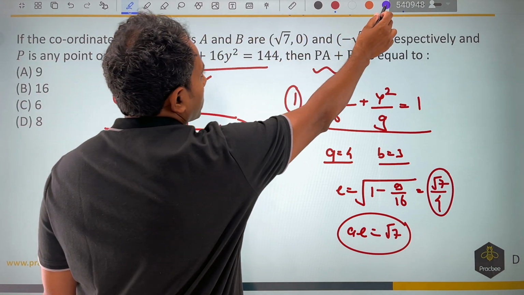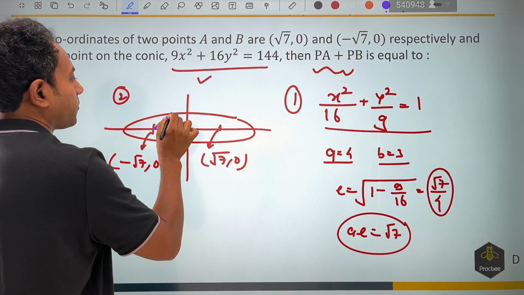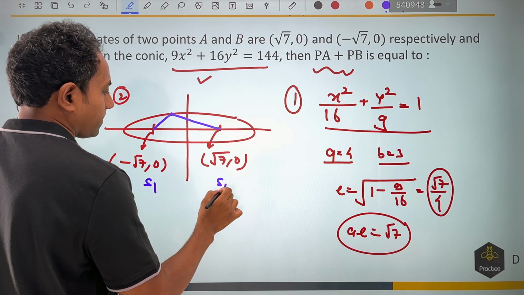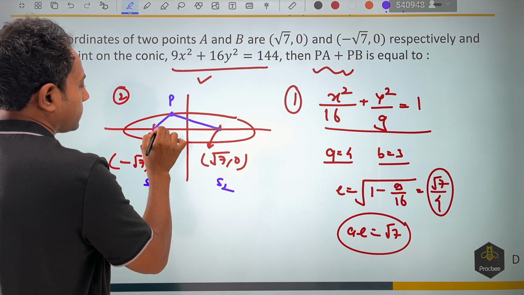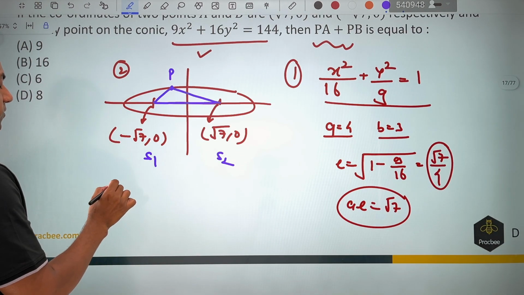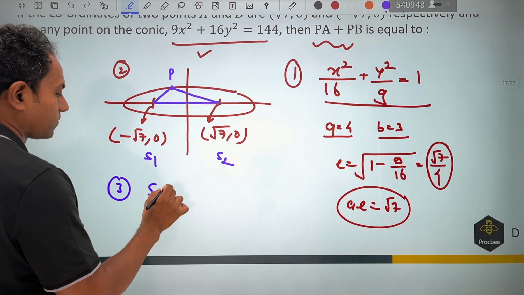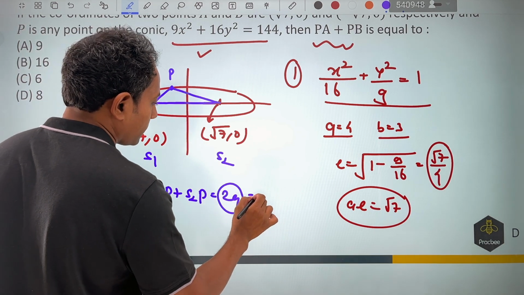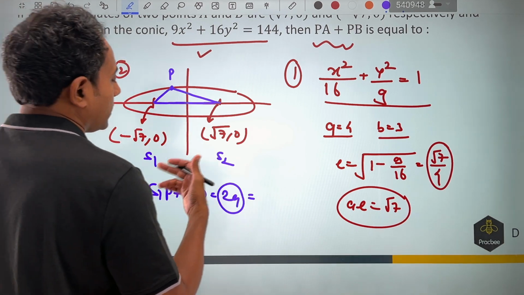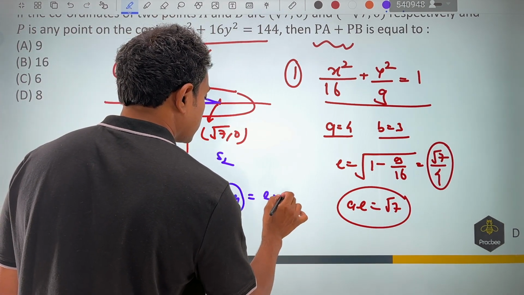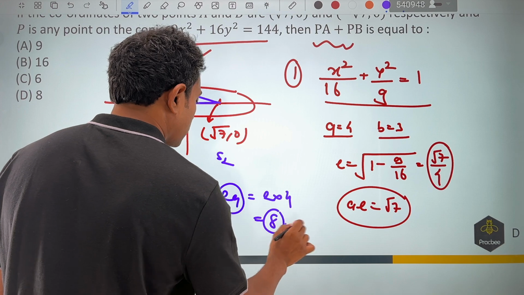Now what you can do here is basically take a point on the curve. This is S1, this is S2, this is P. Now an important thing to notice here, from the definition itself, we know that S1P plus S2P is equal to 2A. So this value will be equal to 2 times A. 2A is nothing but the length of the major axis. So the answer of this question comes out to be 8.